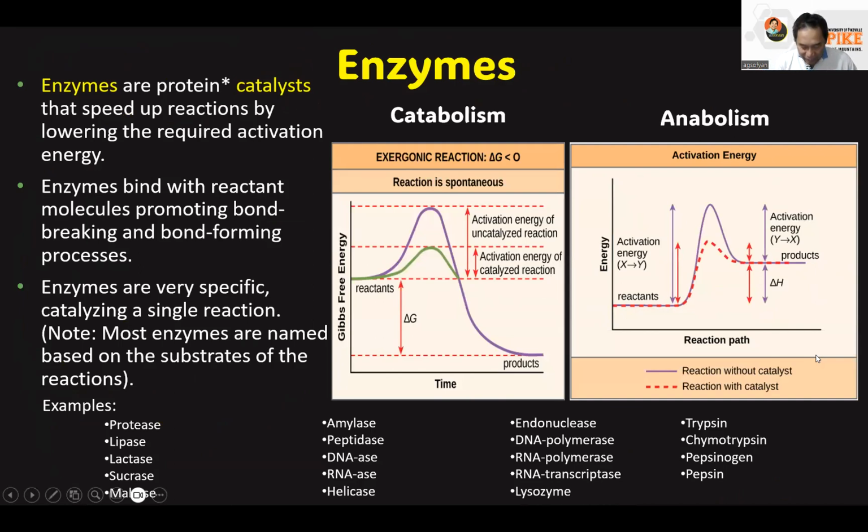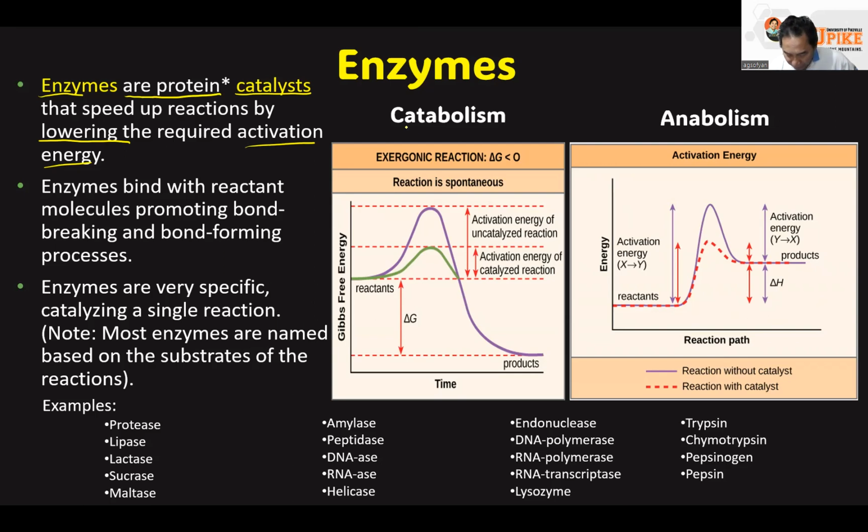Okay, so again, these enzymes are 99% protein. There are some enzymes that are not protein, but the majority of enzymes are proteins that catalyze, which is speed up reaction by lowering the activation energy. Enzyme will bind to the reactant or the substrate molecule, and then it will make a process to produce the product. So enzyme is actually the catalyst that will bind to the substrate, and then after that, it will produce the product.